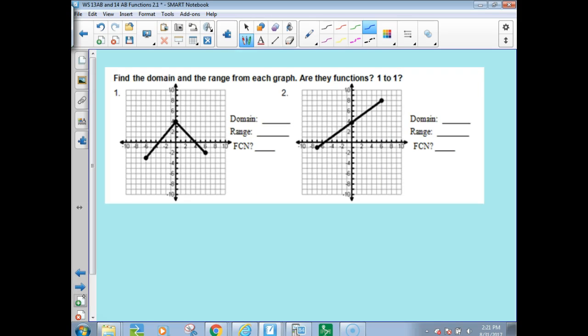Okay, here's a very important part for us to go over today, so make sure you get this kind of question right tomorrow. It's the back of the worksheet on 14B. I'm going to do a few examples on here. Find the domain and the range for each graph. Are they functions? Are they one-to-one?